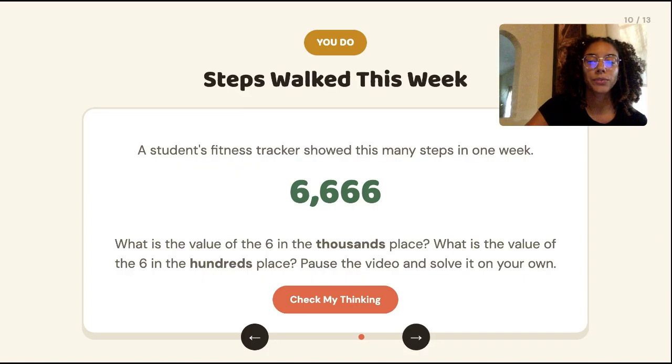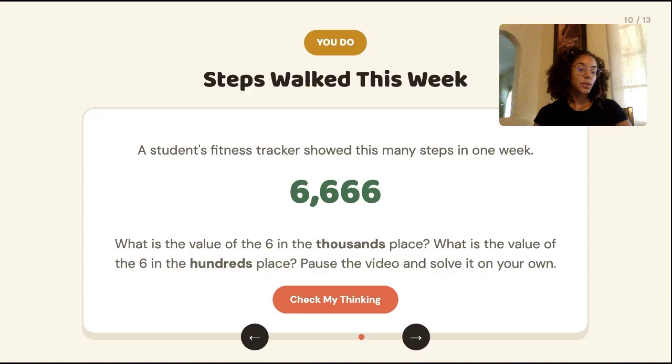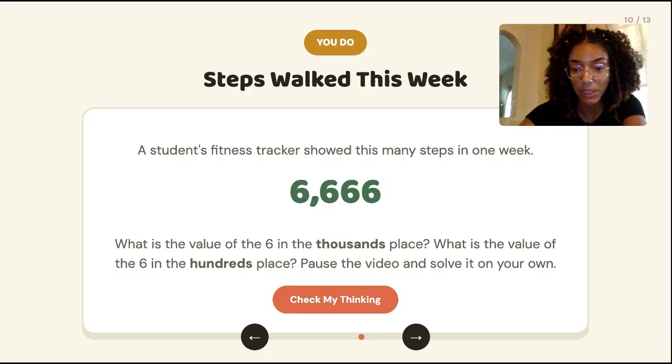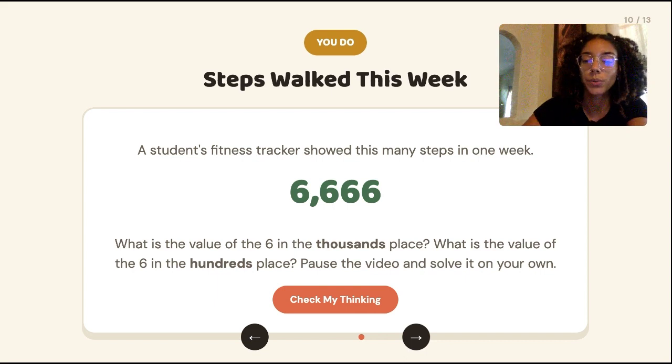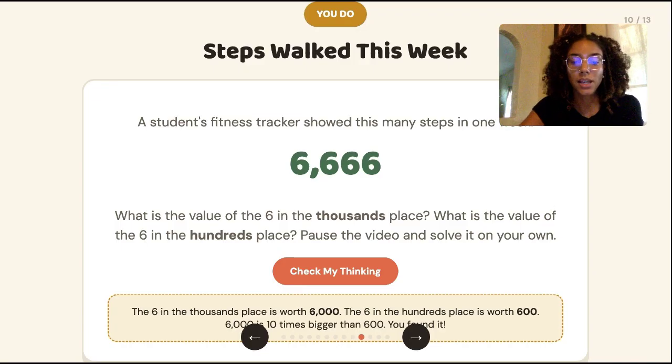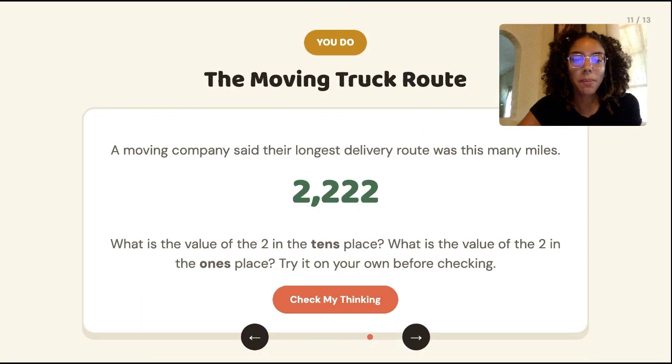All right, now it's time for you to try. A student's fitness tracker showed this many steps in 1 week. 6,666. What is the value of the 6 in the thousands place, and what is the value of the 6 in the hundreds place? Pause the video and solve it on your own. The 6 in the thousands is worth 6,000, and the 6 in the hundreds is 600 steps. 6,000 is 10 times bigger than 600, so you got it correct. Great job.